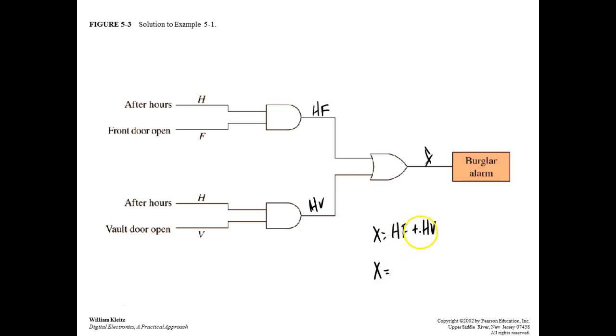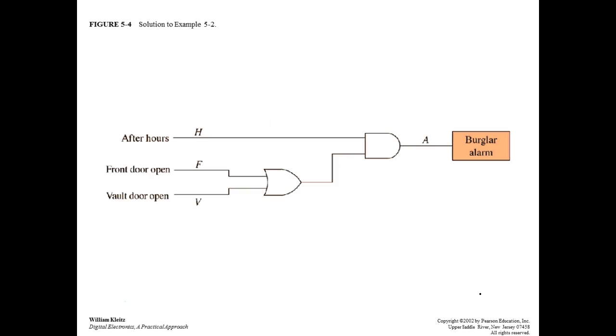So I'd say X equals, back out the H, F or D, I'm sorry. Now you've got to put those in parentheses, right? You understand that? Because it's an OR being ANDed. And this is the same circuit. So that wasn't too hard. There's the same circuit.